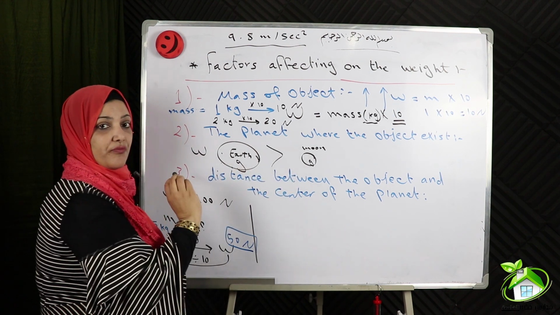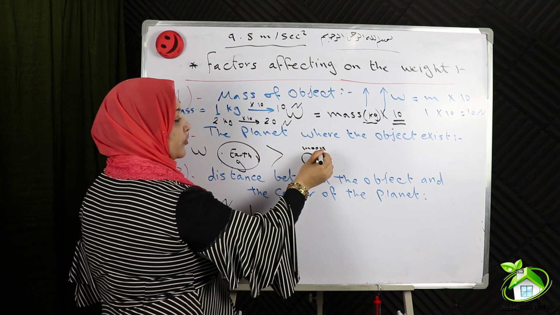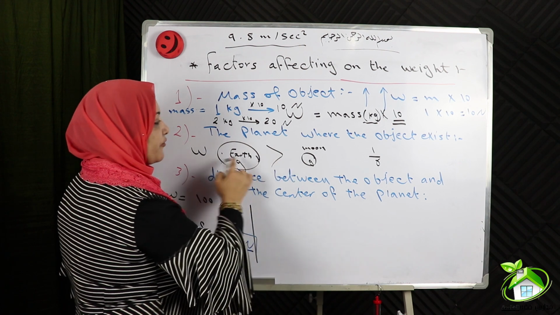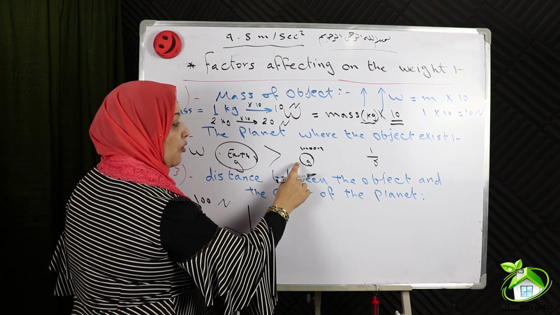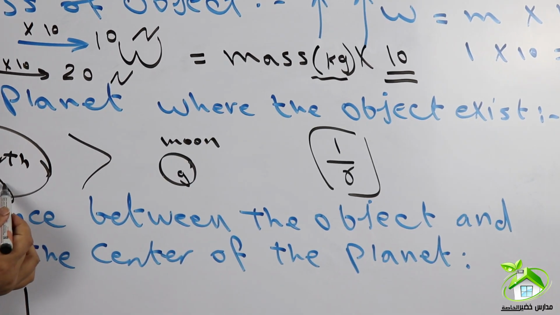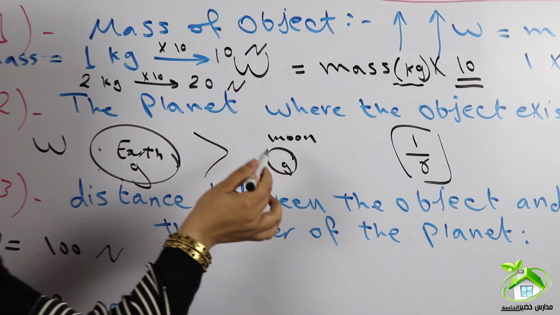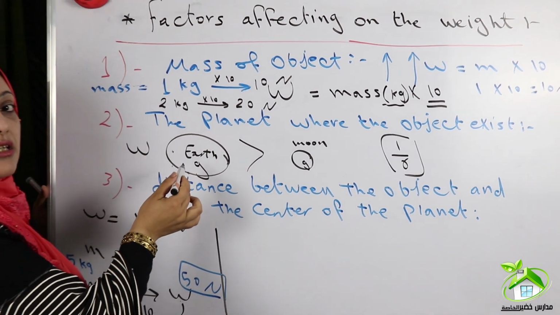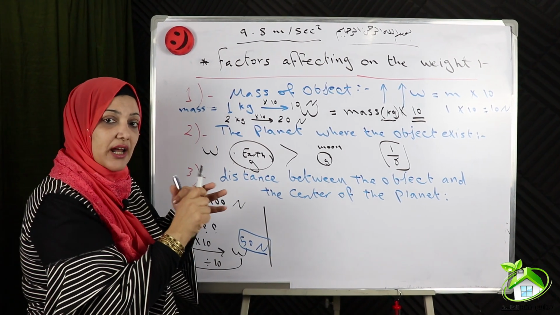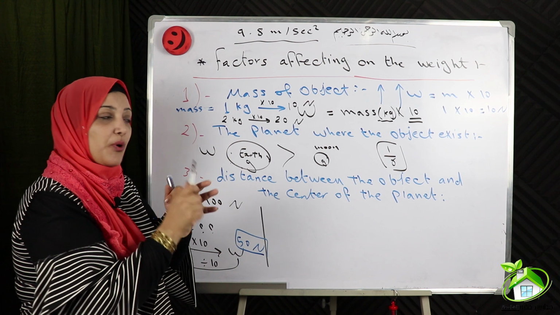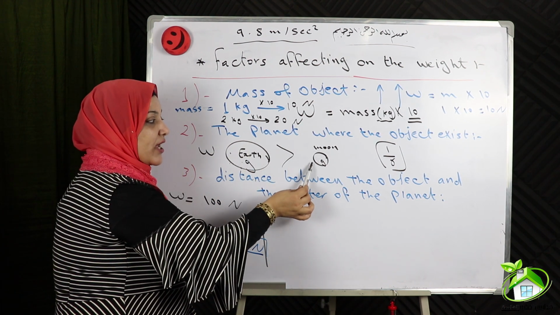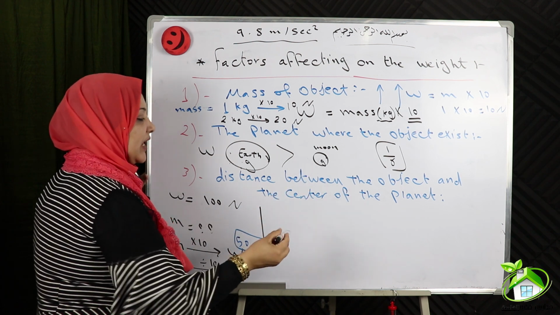طيب، الجرافيتي of moon، gravity of moon equal 1/6 of gravity of earth. يعني the gravity of moon equal 1/6 of gravity of earth. الجرافيتي of moon سدس الجرافيتي of earth. طب عشان كده احنا قلنا الجرافيتي بتأثر على مين؟ بتأثر على الويت. يبقى انا لو جيت احسب، we have weight of earth and we need weight of moon. هنعمل ايه؟ ده اللي هنشوفه دلوقتي.